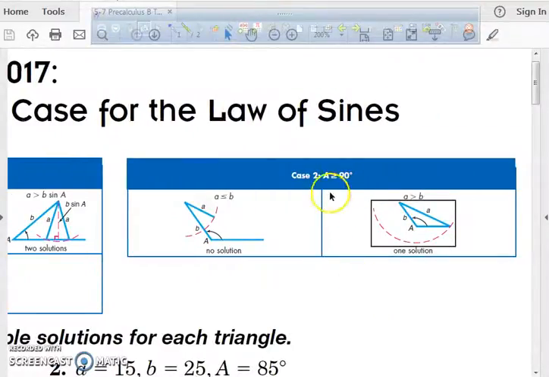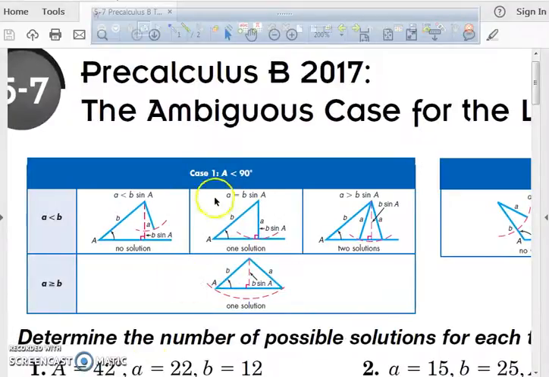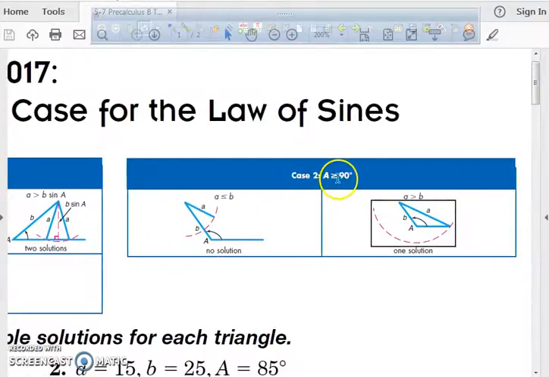Case 1 is where the angle is an acute angle. So anytime angle A, right here, is less than 90 degrees, we're going to refer to this chart. If angle A is greater than 90 degrees, or equal to 90 degrees, we're going to refer to this chart right here. Okay?